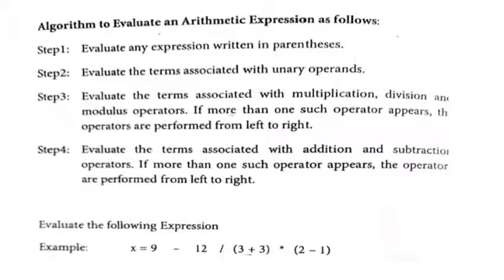If you face a division symbol, obviously you need to take the quotient as the answer. The quotient value of 12 divided by 6 is 2. 9 minus 2 is 7. The answer is 7 for this particular example. Okay, this is about how to solve arithmetic expressions.